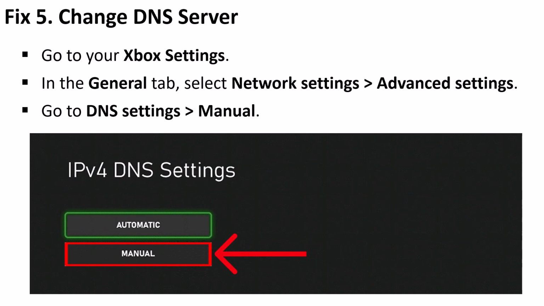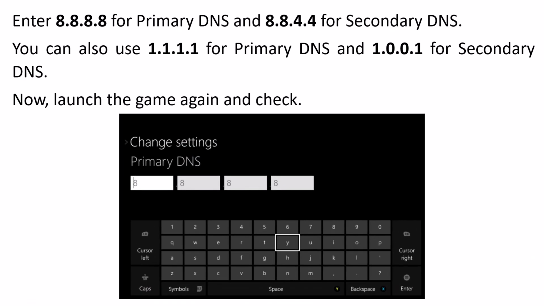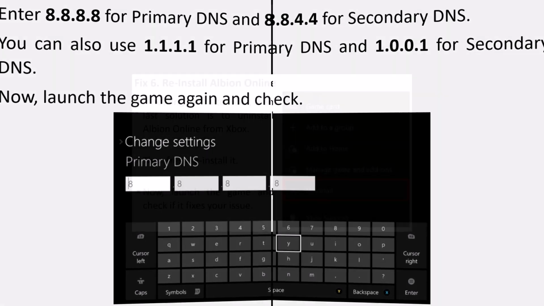Fix 5 is to change the DNS server. Go to your Xbox settings, in the general tab select network settings, advanced settings, go to DNS settings, manual. Now in the primary DNS enter 8.8.8.8 and in the secondary DNS enter 8.8.4.4 and then save it and then launch the game and check if your problem is solved or not. If not, then repeat the process and this time in the primary DNS enter 1.1.1.1 and in the secondary DNS enter 1.0.0.1 and then save it and relaunch the game and check if your problem is solved or not.